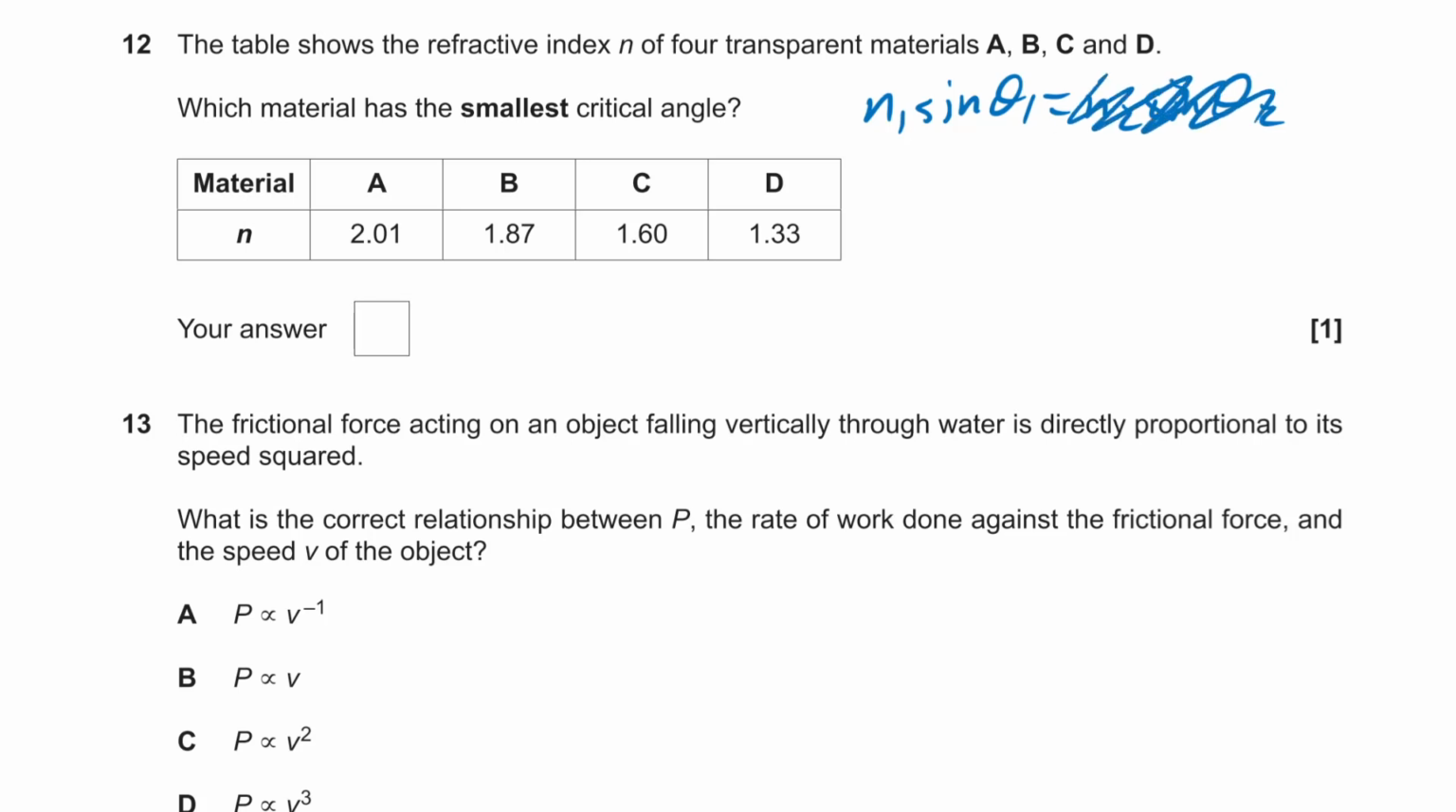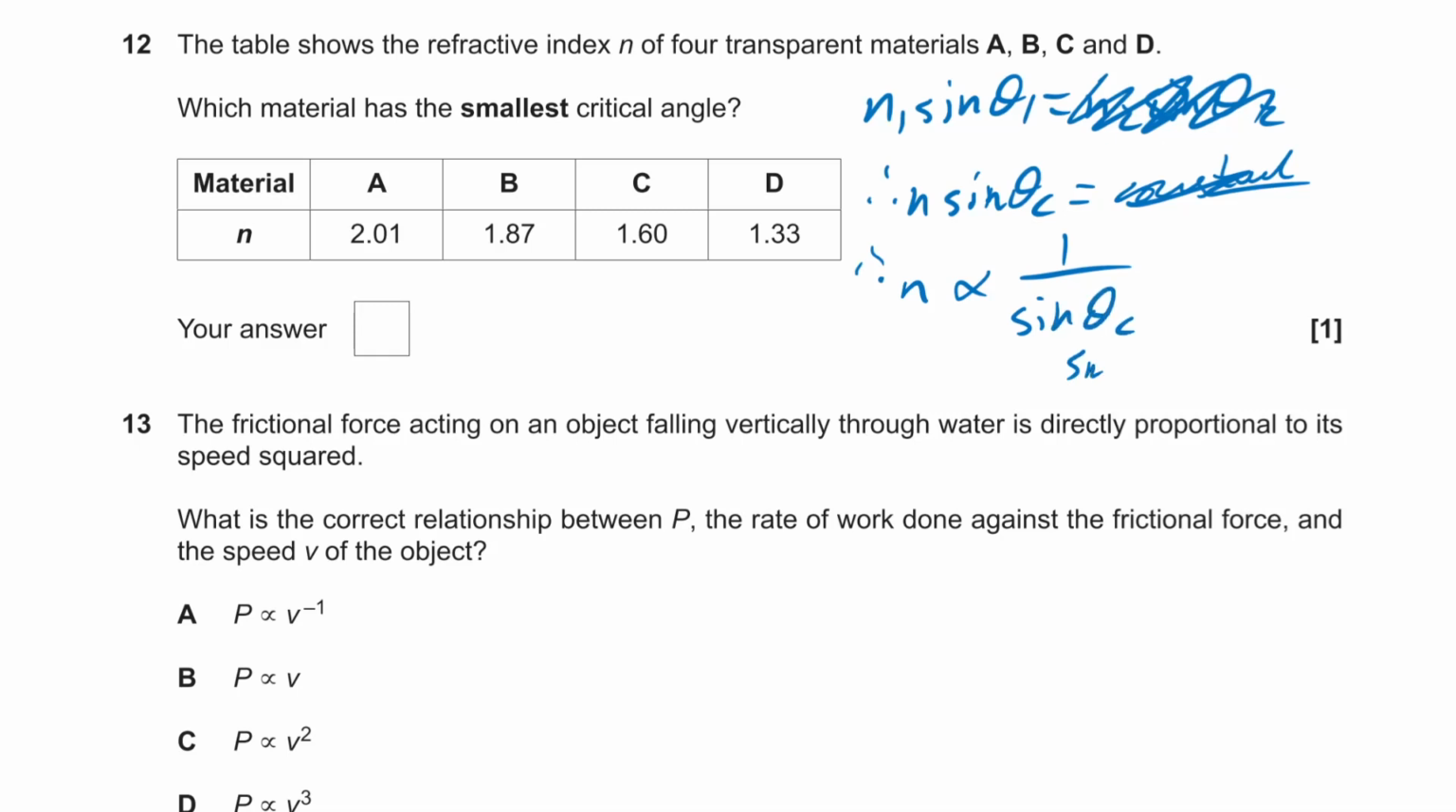So therefore, we can just get rid of n2 and sine theta 2. And of course, sine theta 2 disappears because we're talking about sine of 90. So that means that n sine theta c is equal to some constant. We can just call that 1 if we're talking about air. So therefore, rearranging that, we just have n is proportional to 1 over sine theta c. Therefore, smallest critical angle equals biggest refractive index. So the answer is A.